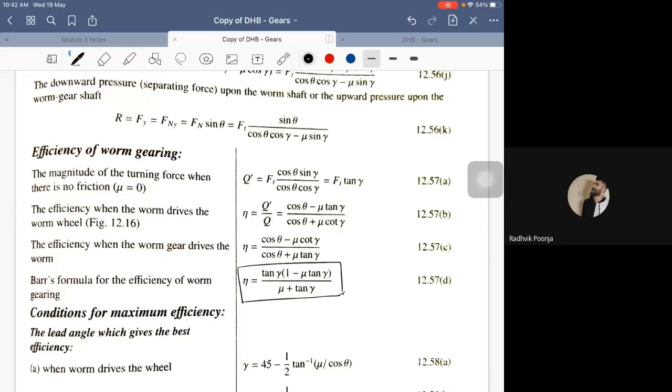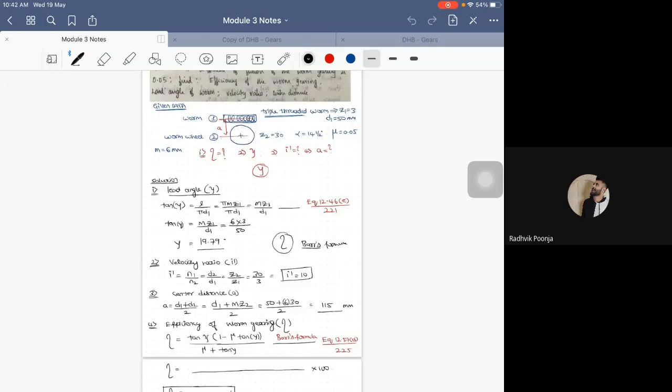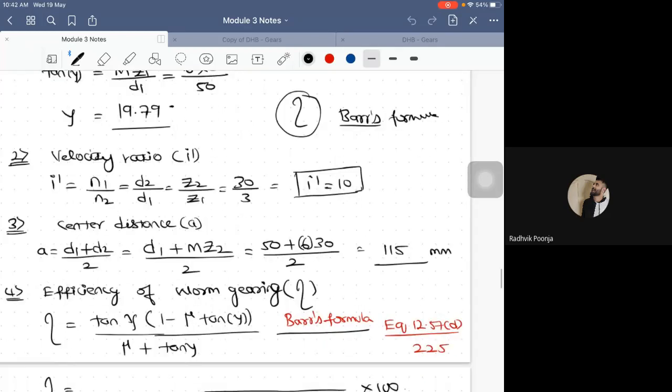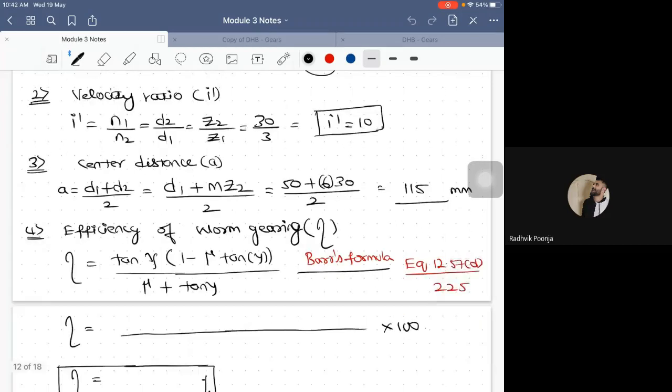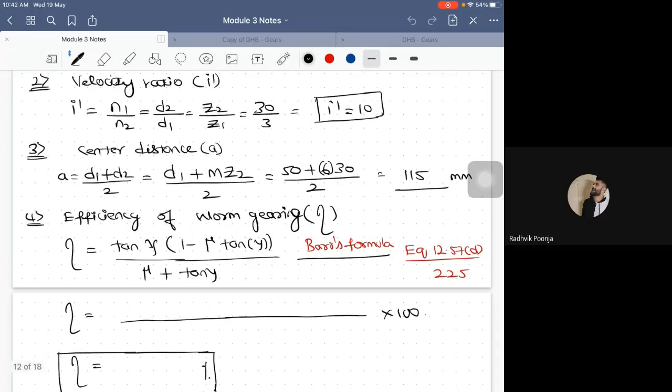12.57. Efficiency is equal to tan gamma, gamma being your lead angle, over 1 minus mu, where mu is the coefficient of friction, which is given in the problem. So all the parameters you know, so you can pick this formula. Just take that particular formula, known as Barr's formula, given by equation number 12.57 on page number 225, and substitute all the parameters.